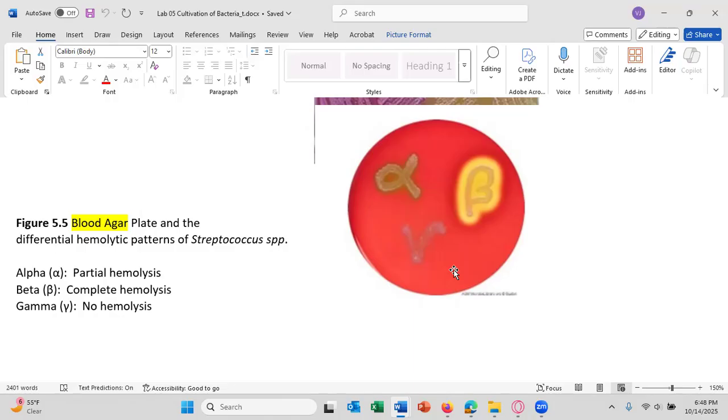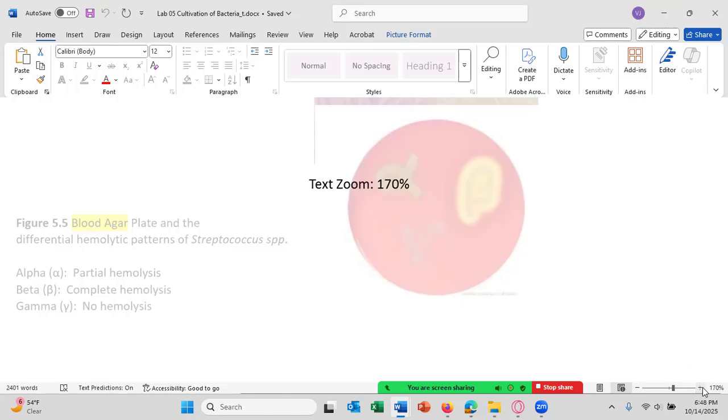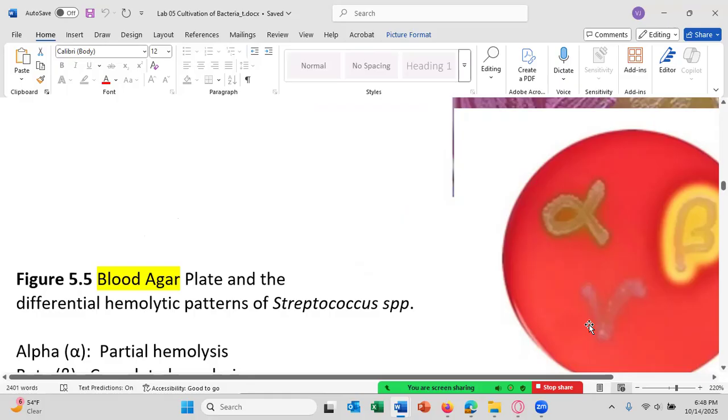It's also a differential media, and it differentiates cells based upon their hemolytic activity. You can have cells which have gamma hemolysis, that's no hemolysis, shown here, and that's actually the lower letter for gamma in the Greek alphabet, like that. And you can see the blood being red all the way up to the bacteria.